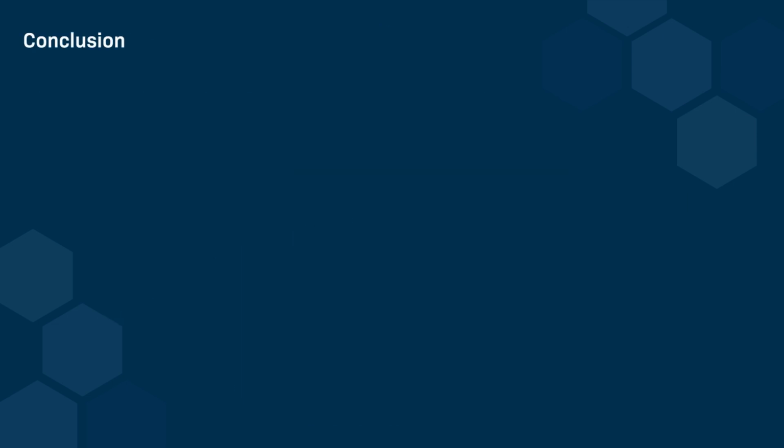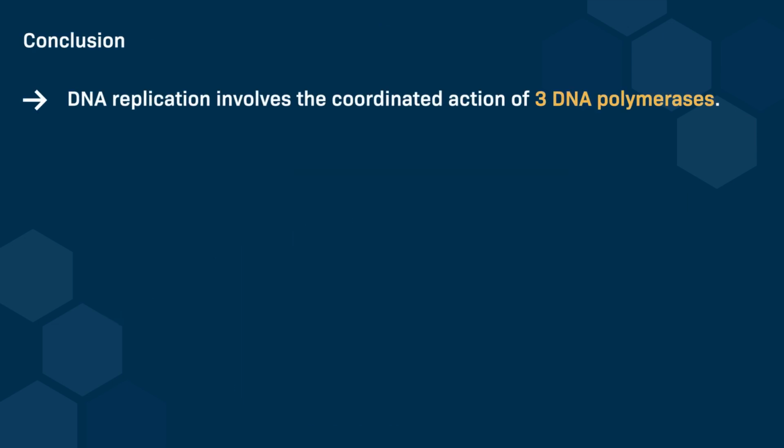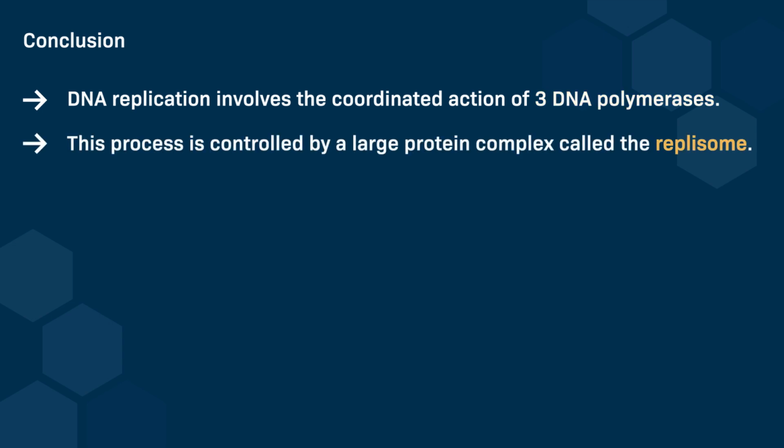In conclusion, DNA replication is the result of the coordinated action of 3 DNA polymerases and is controlled by a large protein complex called the replisome. The replisome is responsible for the simultaneous synthesis of both the leading and lagging strands.